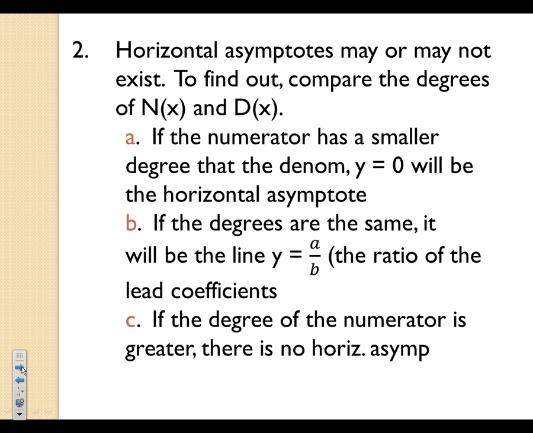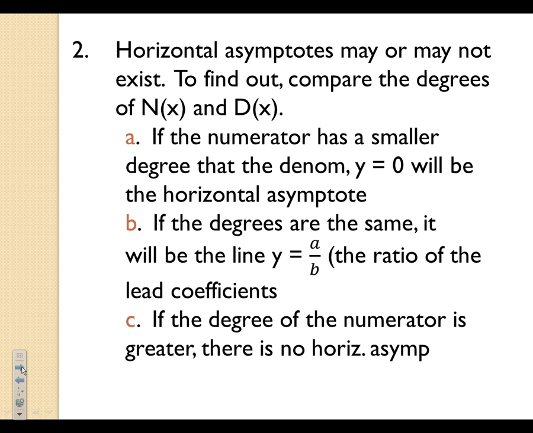Two, horizontal asymptotes may or may not exist. To find out, what we do is compare the degrees of the numerator function and denominator function. This comes with three possibilities. Situation 1: if the numerator has a smaller degree than the denominator, y equals 0 will be the horizontal asymptote.